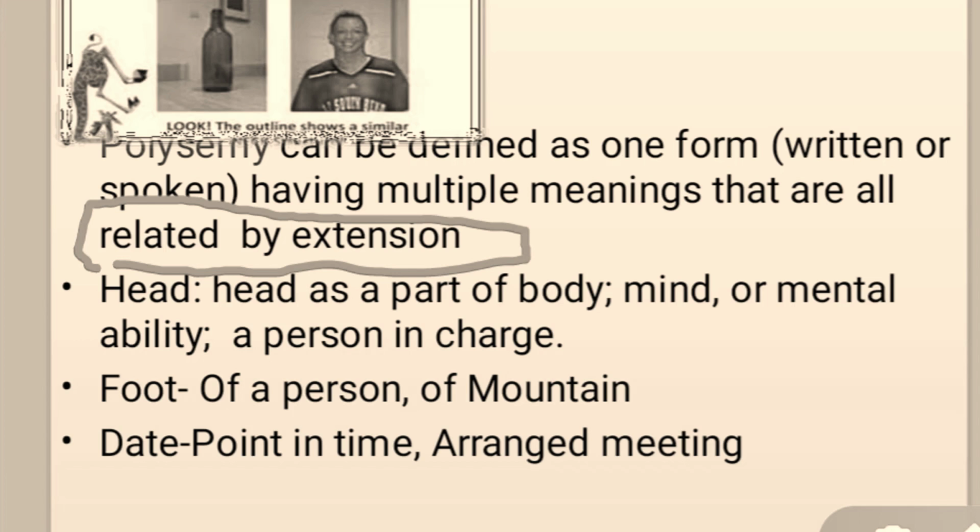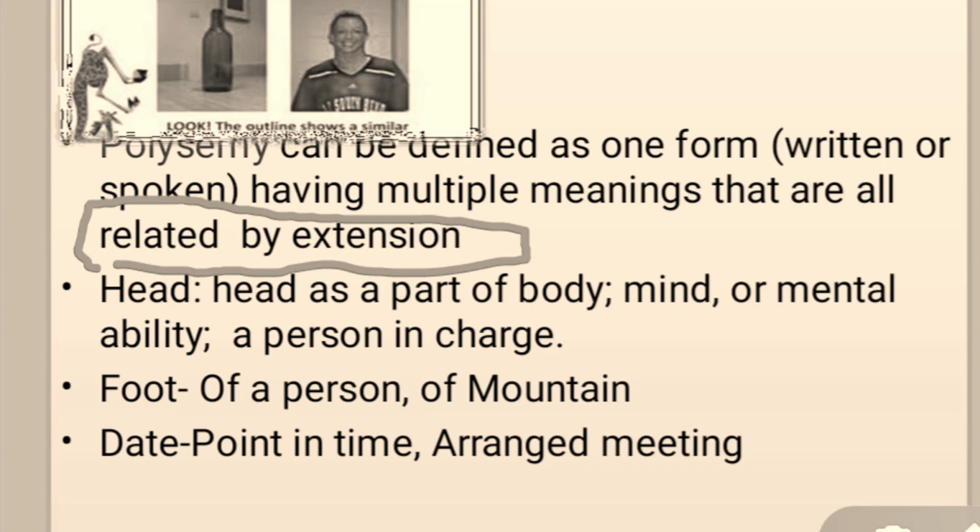Meanings are unrelated in homonymy, in homophones, where one lexeme has two unrelated meanings. But in polysemy, one lexeme also has different meanings, and those meanings are related by extension. For example, head: the head as a part of the body, mind or mental ability, or the head of a department. In both cases, head comes on top, so the meanings are related by extension. Foot of a person and foot of a mountain: it always comes at the lower side.